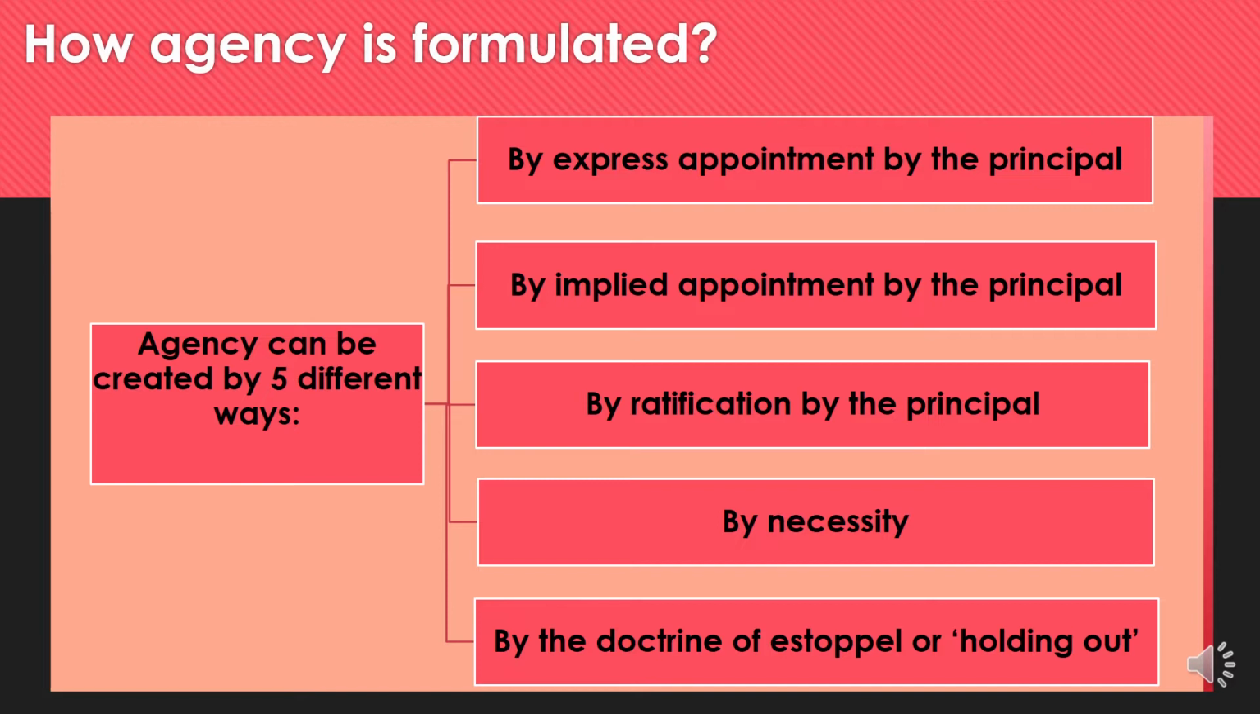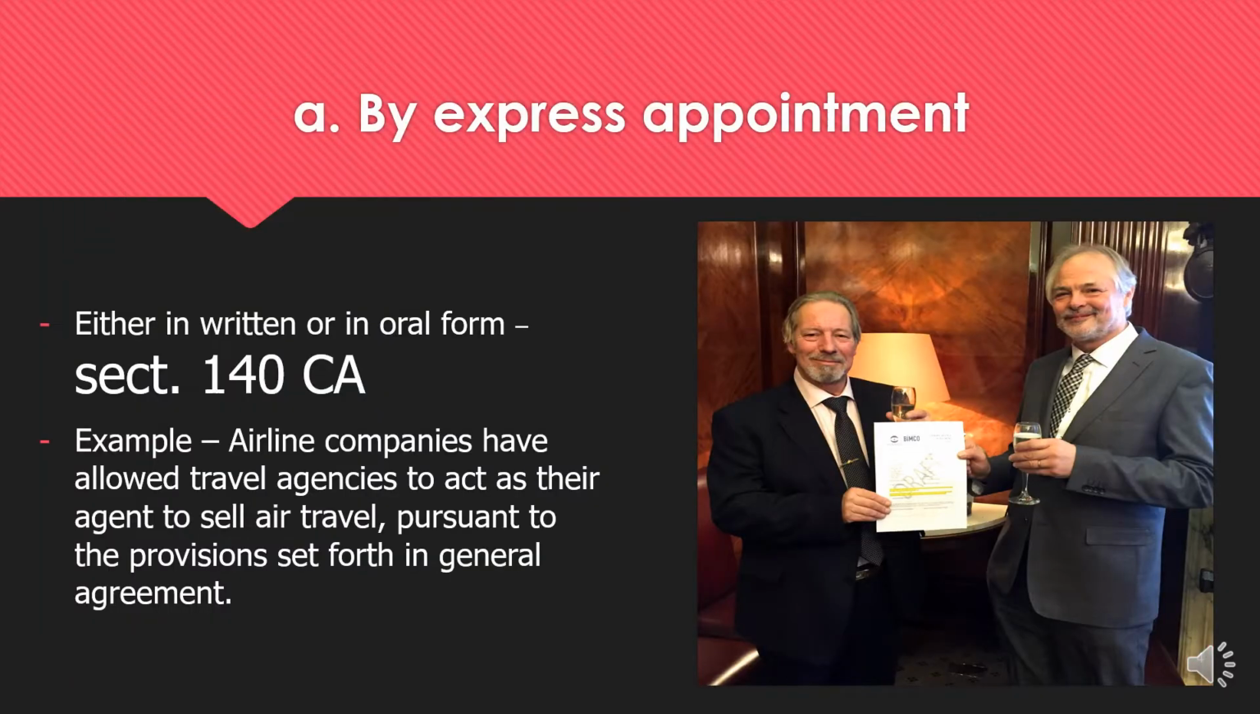Okay, now we go for the first explanation. Number 1, by express appointment. You see, expressly appoint, clearly appoint. I don't know who they are, I just took it from the internet. The copyright belongs to them. Either in written or oral form, a person appoints another to be the agent. So, section 140 of the Contract Act mentions that express appointment can be done either in written or in oral form. Alright?